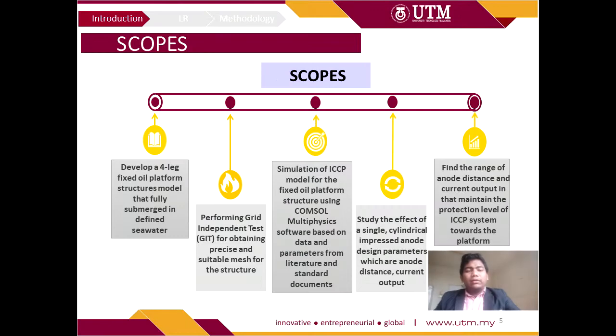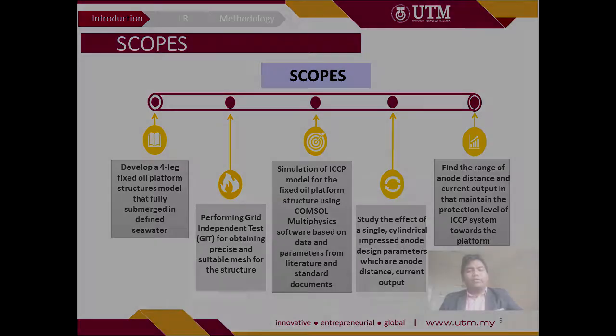The scopes are: develop the oil platform structure that is submerged in a defined seawater, perform the grid independence test to obtain a suitable match, and simulate the ICCP model for the oil platform using commercial multiphysics software based on the data and parameters collected in the literature review. Next, study the effect of anode design parameters, which are the distance and the output current. And lastly, find the range of the anode distance and current that maintain the ICCP protection at the platform.